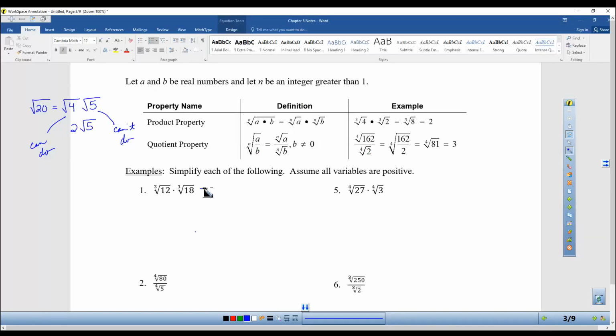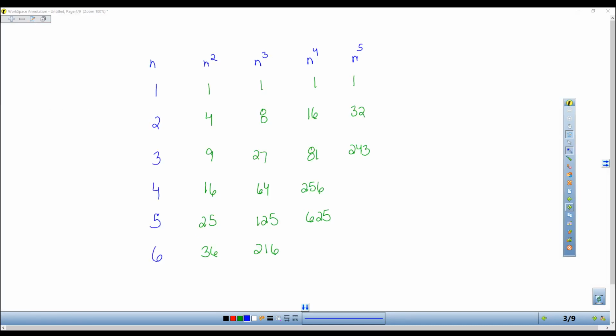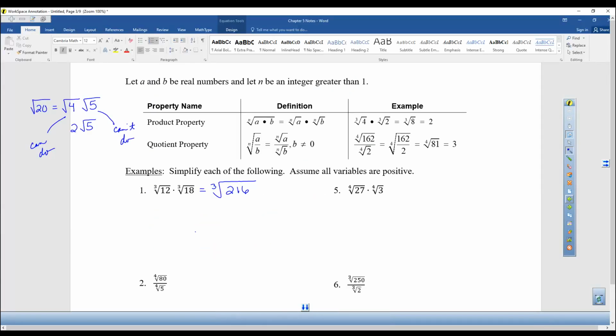So on this first one, I'm going to use this product property backwards. We're starting with 2 separate radicals that have the same root, and we're going to put them together under a single radical. I can only do it because they're both cubes. That gives me the cube root of 216, which hopefully looks a little familiar to you. Sure enough, it is a perfect cube for 6, and so this simply is 6.